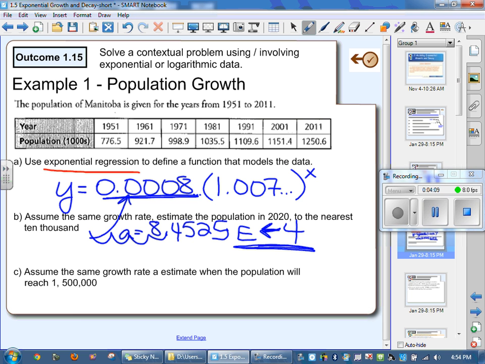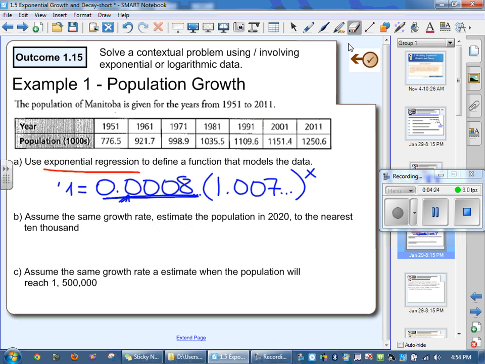All right, letter B says to assume the same growth rate is going to happen, and we want to estimate the population in the year 2020. The way we solve this is we need to know what we are given and what we are solving for. Are we given an x value and solving for y, or are we given a y value and solving for x? So we take a look at our table of values. Year is our x value because it's list 1. Population is our y value because it's list 2.